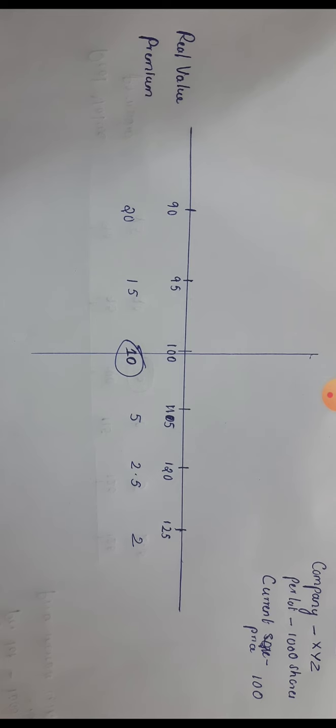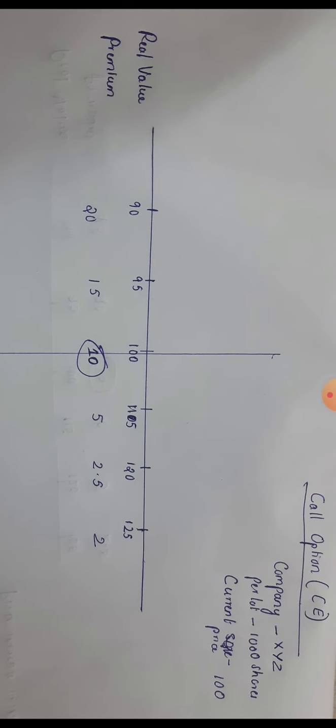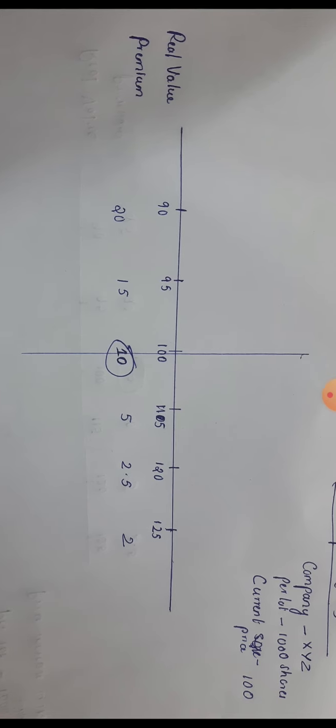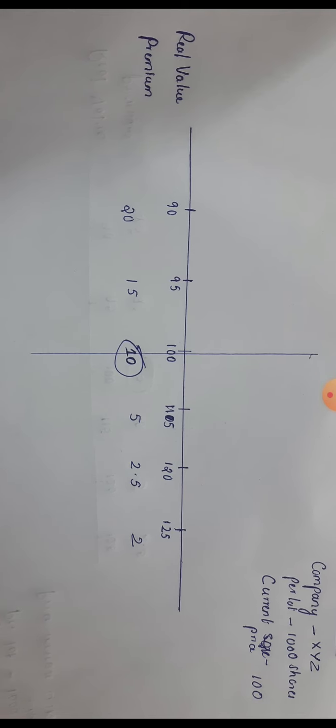Same kind, let's see an example. Let's see company XYZ, as I mentioned here. Per lot, number of shares 1000 shares, just a simple example for your understanding. Company name is XYZ, sample, per lot 1000 shares.